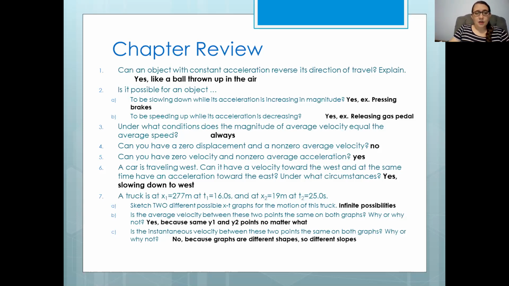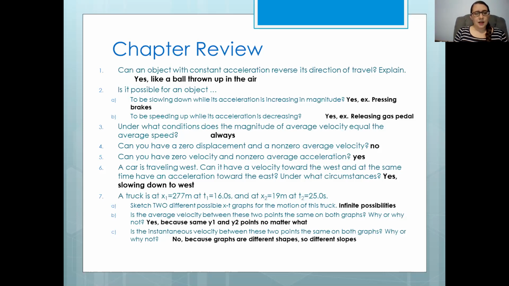Number 6, a car is traveling west. Can it have a velocity toward the west and at the same time have an acceleration toward the east? Under what circumstances? Yes, absolutely, this can happen. And that would be when it's slowing down as it's traveling to the west. Remember, velocity and acceleration, if they're pointed in opposite directions, your object will slow down. If they're pointed in the same direction, your object will speed up.